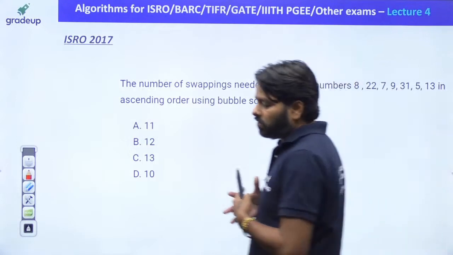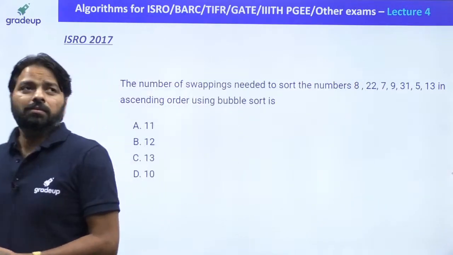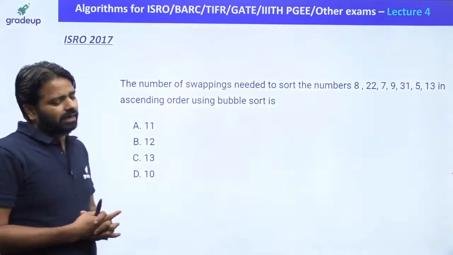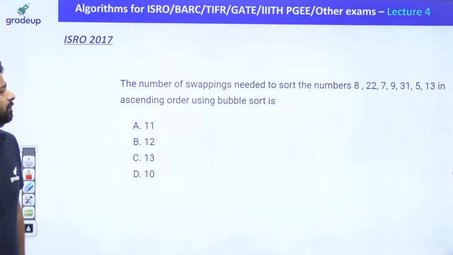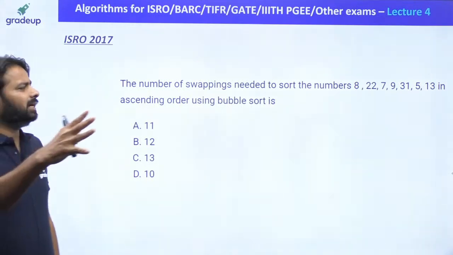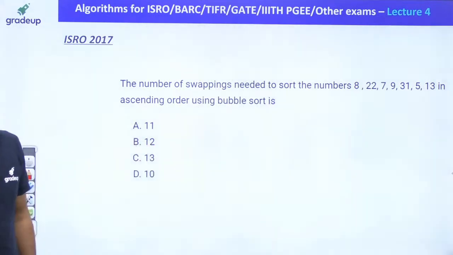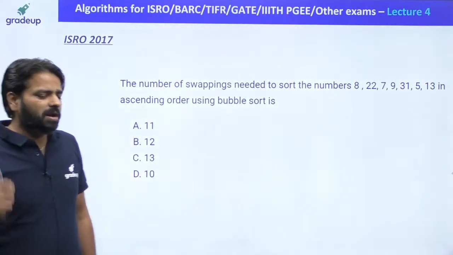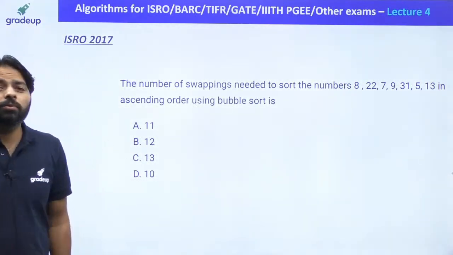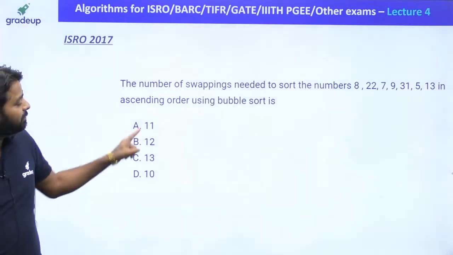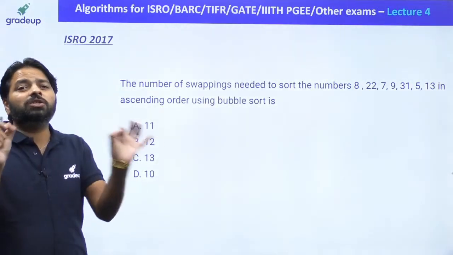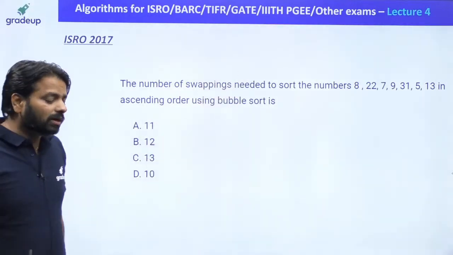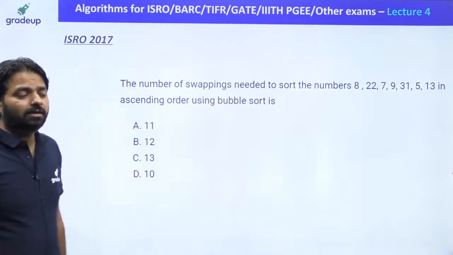Don't ever change your concept based on the answers. First understand the questions clearly, then later on we can make assumptions. The number of swappings needed for the bubble sort. Let's see how many people can do it quickly. You should do it in only 1 or 2 minutes, guys. It doesn't matter what the answer is. You should do it in 1 or 2 minutes only, or hardly 3 minutes. In ISRO, you don't have much time like in GATE.